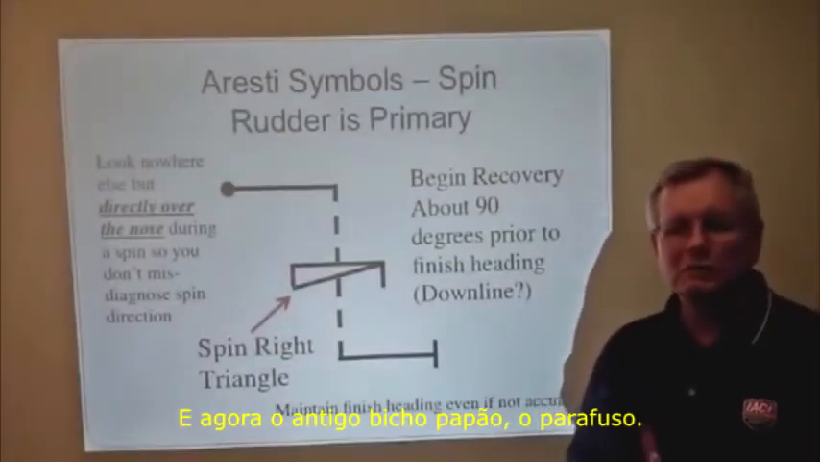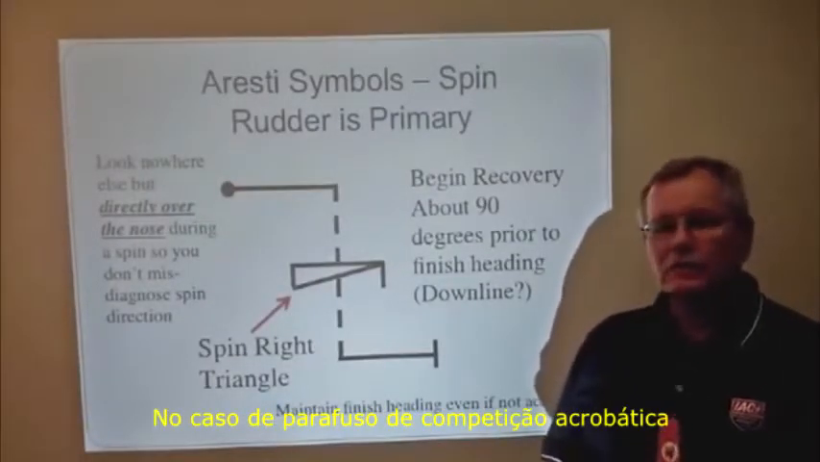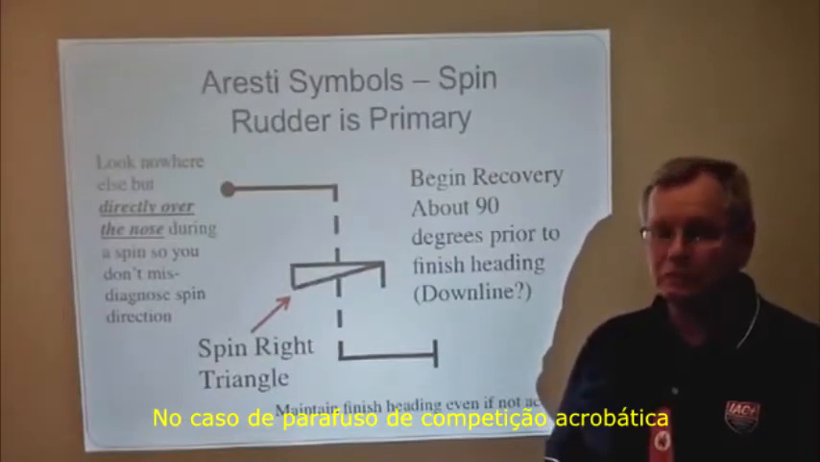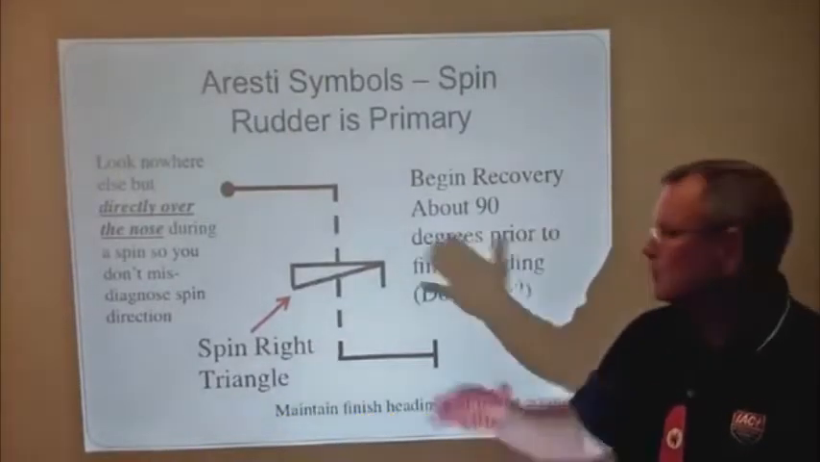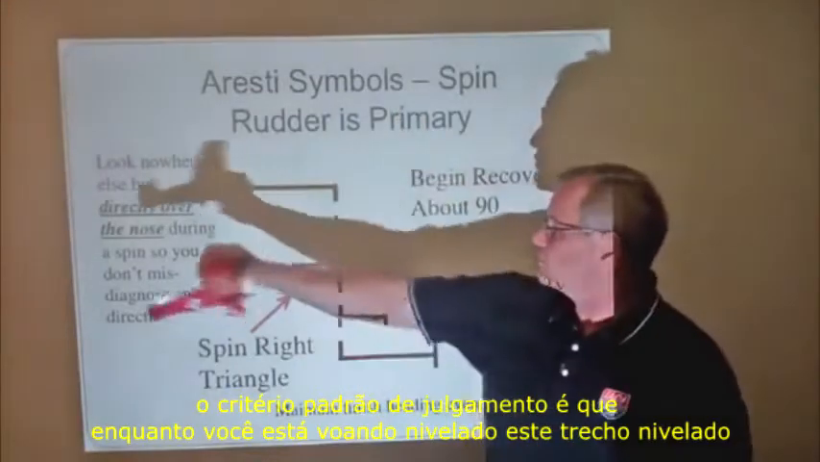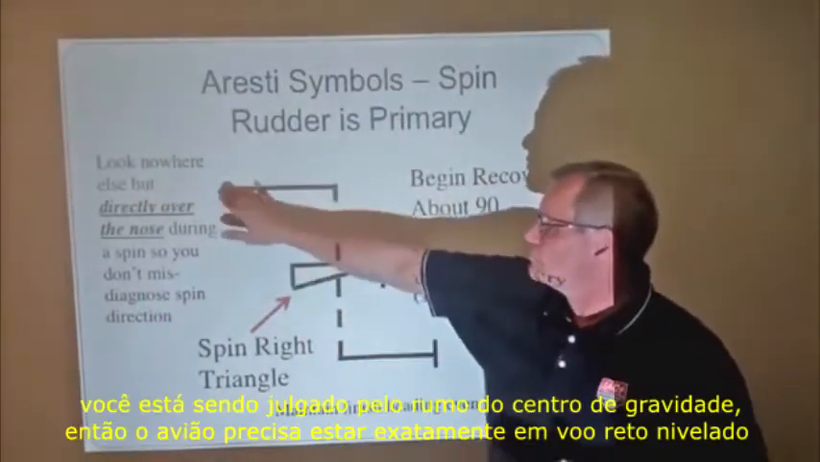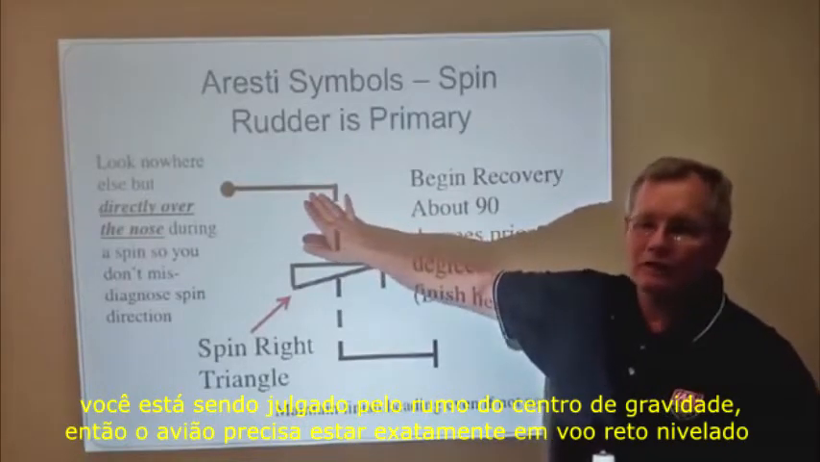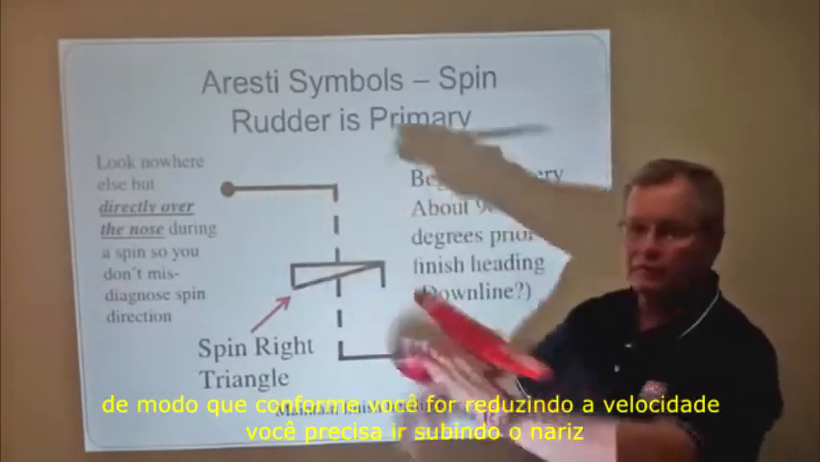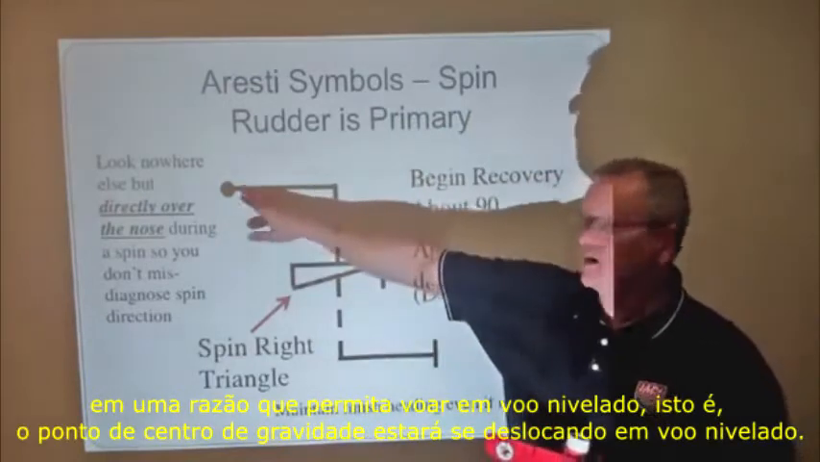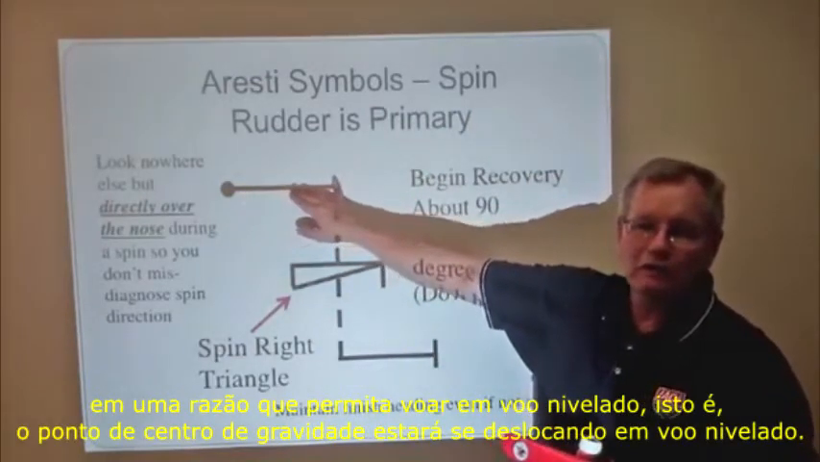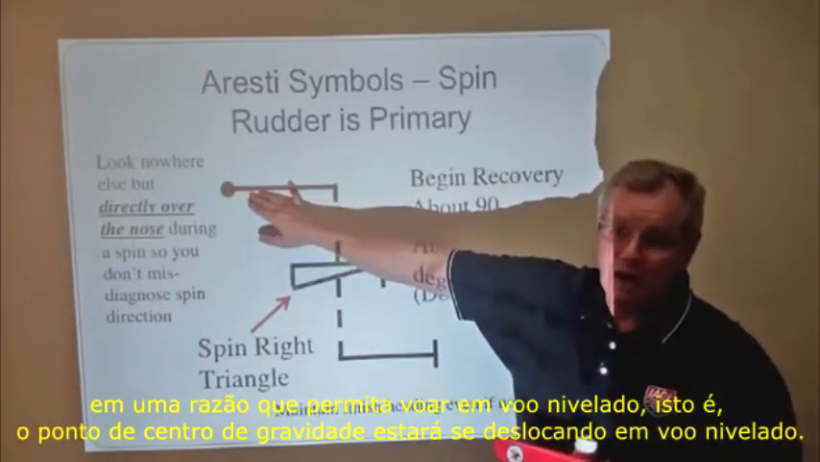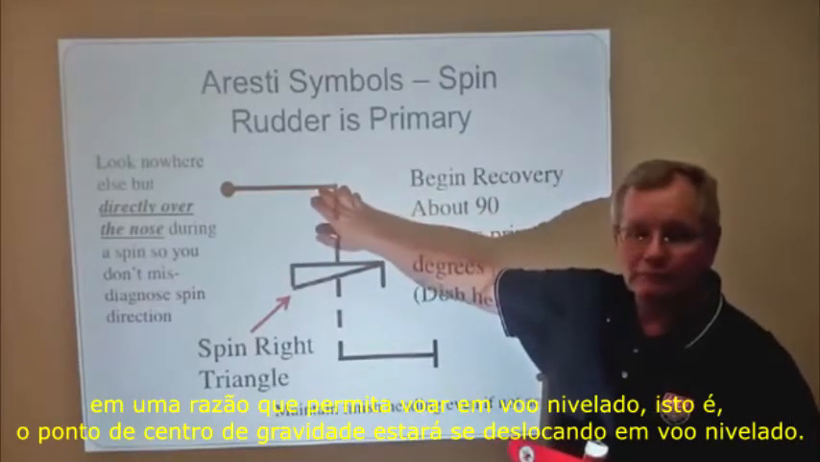And now the old bugaboo, the spin. In the case of an aerobatic competition spin, the judging standard is that while you're in this level flight portion, you're judged by center of gravity track, and so the airplane has to be in exactly level flight. So as you're slowing down, you have to be raising the nose at a rate that will allow you to fly in level flight, or that your center of gravity dot will be in level flight.